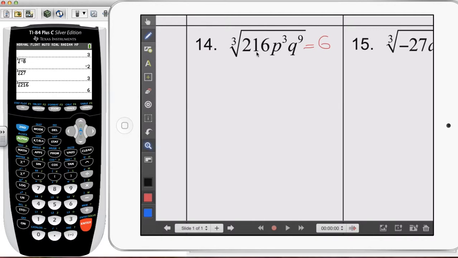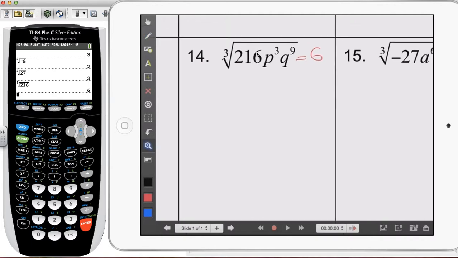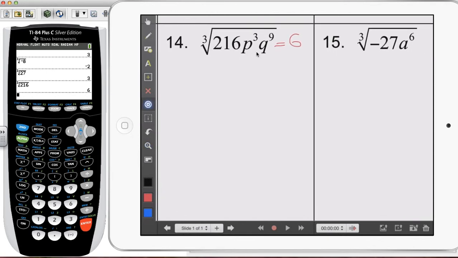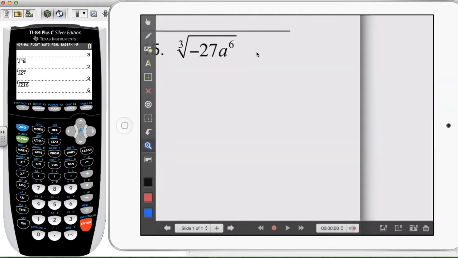Okay? Now, again, we can do the first method of dividing the power by the index. So 3 divided by 3 is 1. So now I have 6p to the first. And if you look at the q, the power is 9. 9 divided by 3 is 3. So q to the third. And that would be my answer. Again, you can write all the p's and all the q's and do groups of 3 to know the answer, but I think this is easier. Now let's move on to number 16.